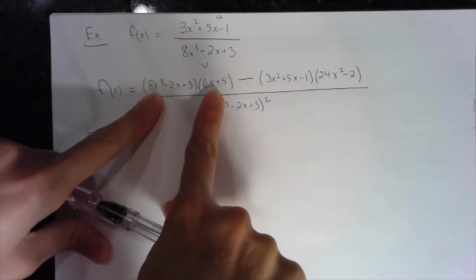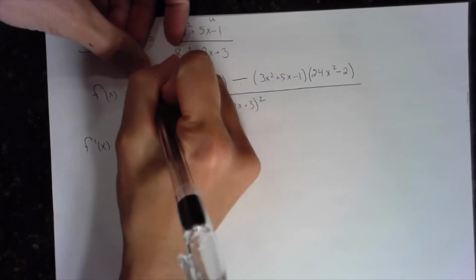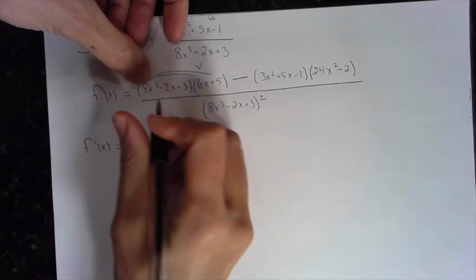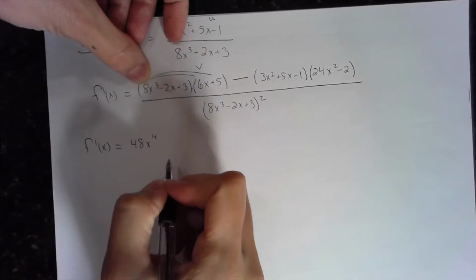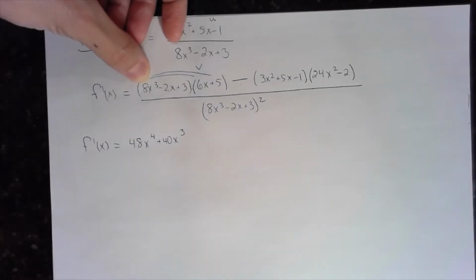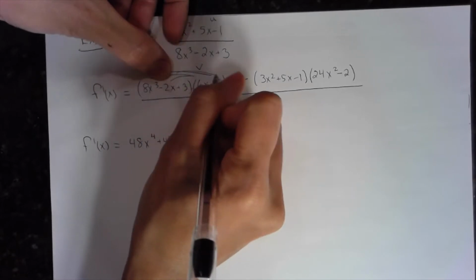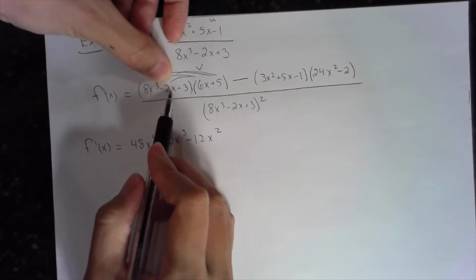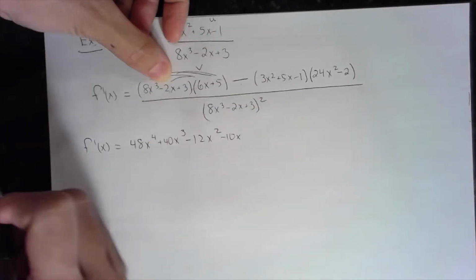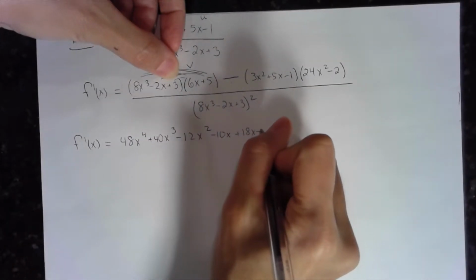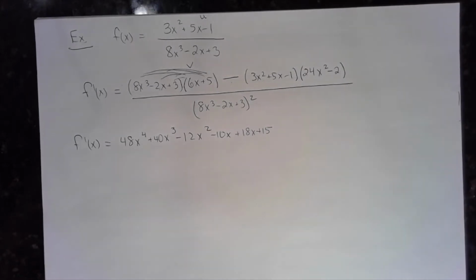When I multiply these two terms, I'll start with the 8x to the third. This guy is going to distribute to these two terms here. So 8 times 6 is 48x to the fourth. 8x to the third times 5, 40x to the third. Now I distribute this negative 2. Negative 2x times 6x is negative 12x squared. Negative 2x times 5 is negative 10x. And now this 3 is going to distribute. Plus 18x plus 15. Okay, that's just the first product.